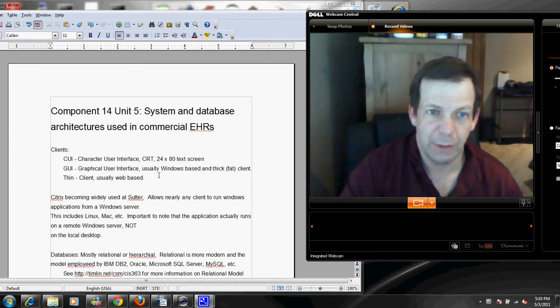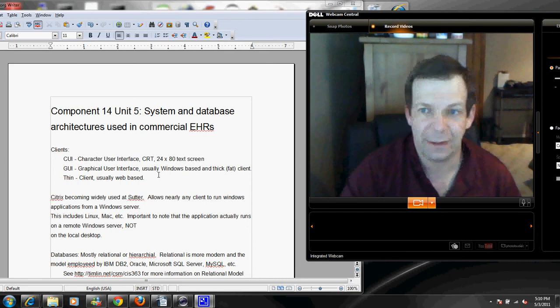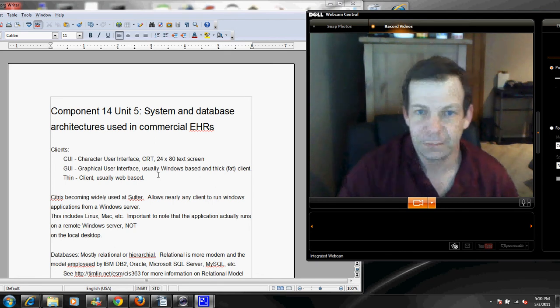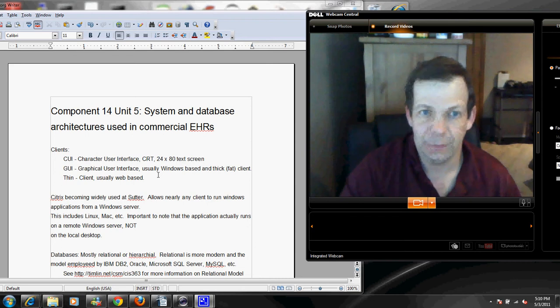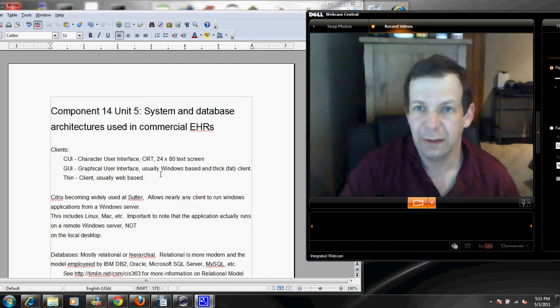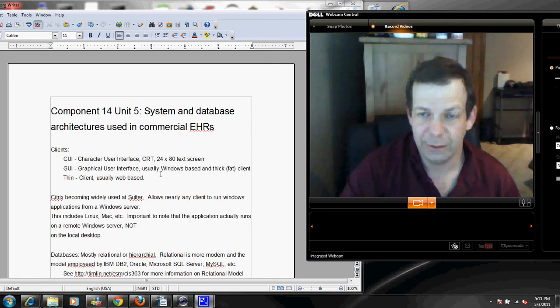They had been replaced slowly over time by something called the thin client, usually web-based. These are your web user interfaces, although a lot of the things like your smartphone applications fall into this category as well. And also the lecture notes mention Citrix becoming widely used. This is very widely used at Sutter. This is an exciting topic because these are things that we're going through right now. My team personally is involved in developing the thin client or web-based applications, but we're involved very closely in the deployment.